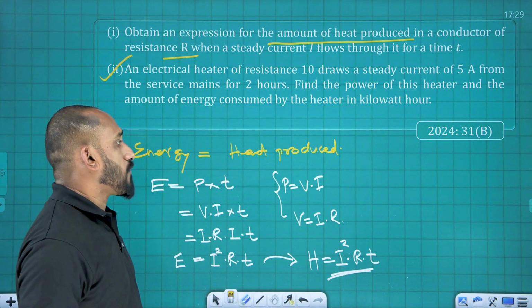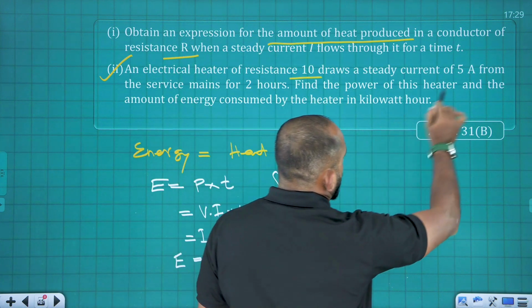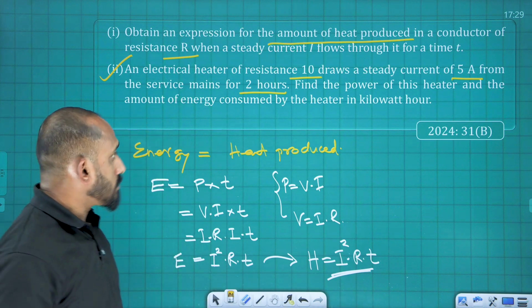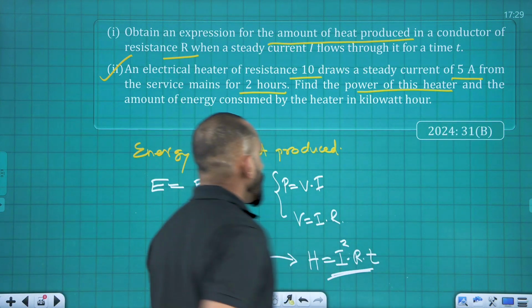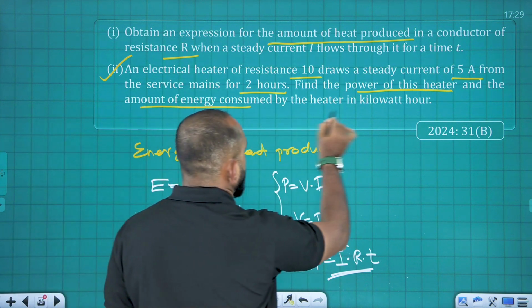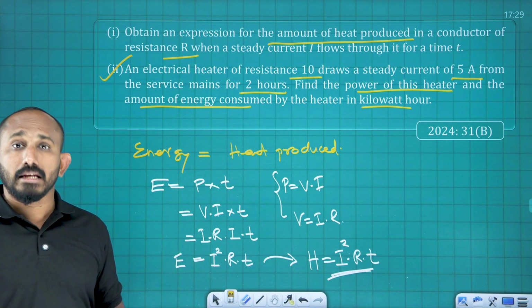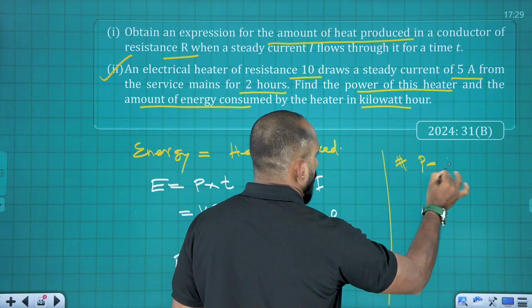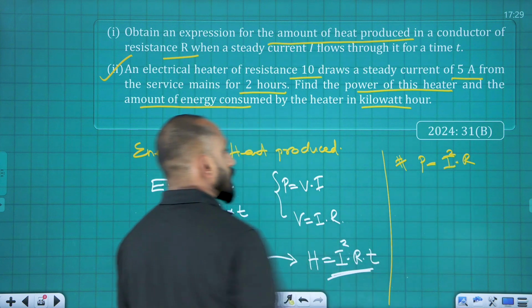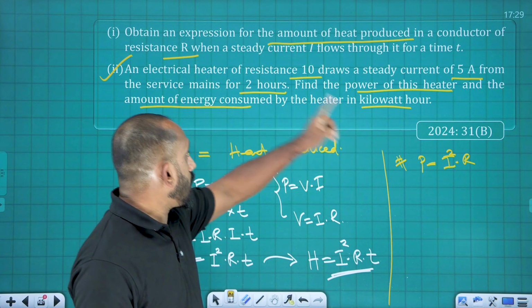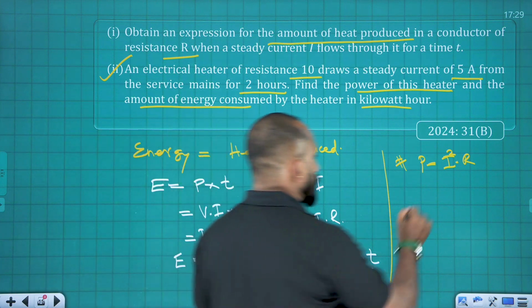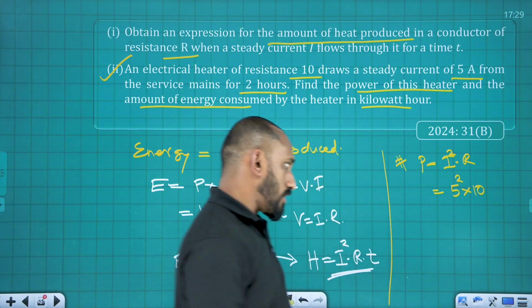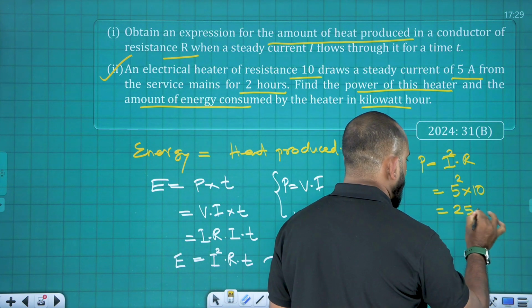An electrical heater of resistance 10 ohm draws a steady current of 5 ampere from the service mains for 2 hours. Find the power of this heater and the amount of energy consumed in kilowatt hour. So, power and energy you have to find out. For that purpose, we have power is equal to I square into R. That equation you can use, because here current is given and resistance is given. I is 5, so 5 square into R, which is 10. 5 square is 25 into 10 is 250 watts.